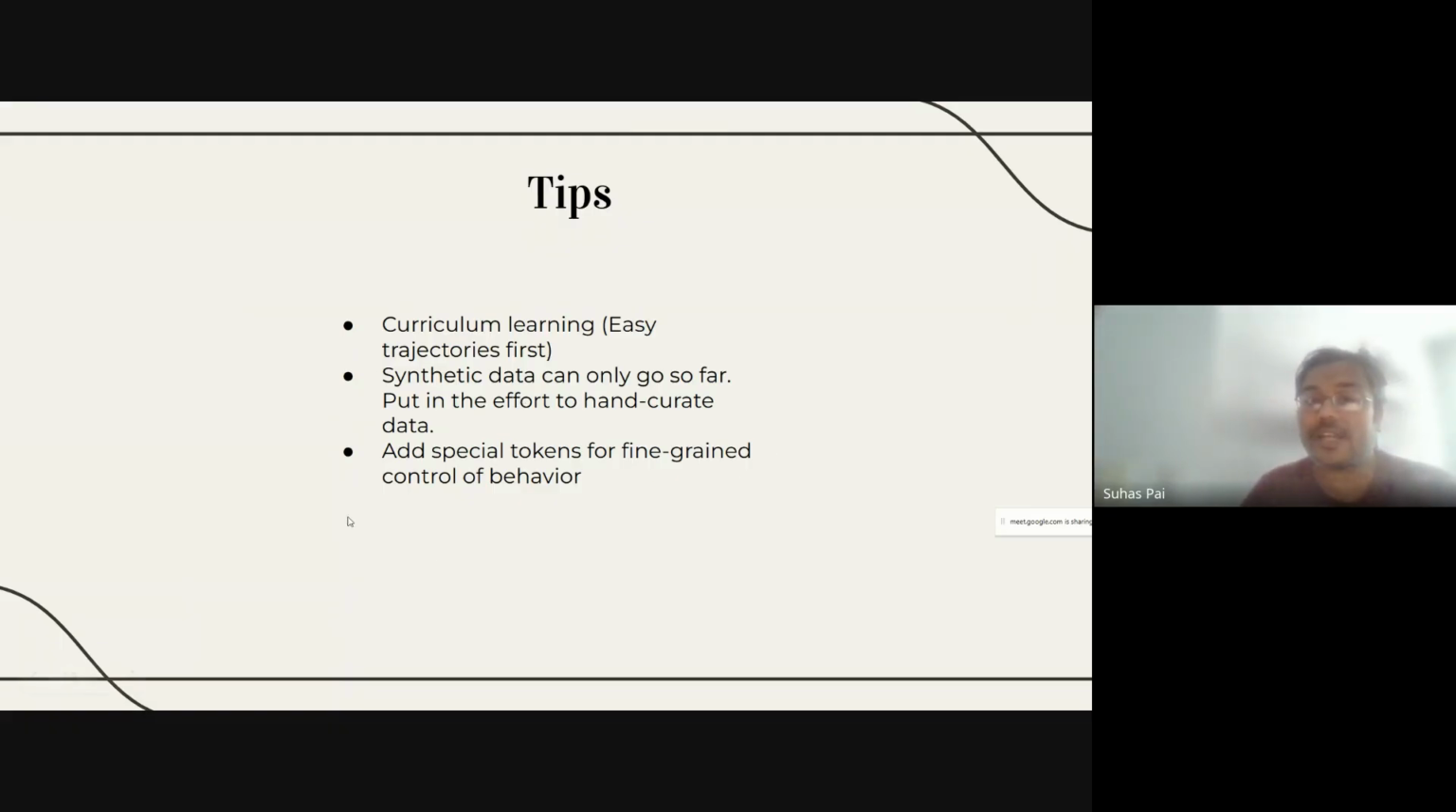Add special tokens for fine-grained control of behavior. This is something we have been doing. I think I talked about this in a few earlier talks, but you can add special tokens to your model, and then you can make it output those tokens. In response to those tokens being output, you can facilitate certain behavior changes, etc. So you can control the model in very fine-grained ways by using this.